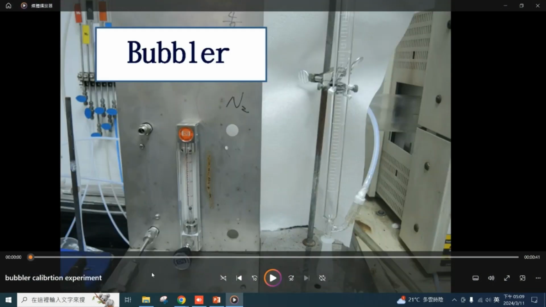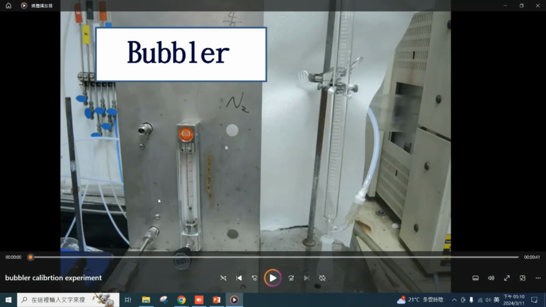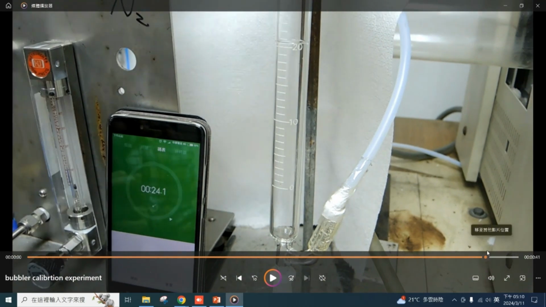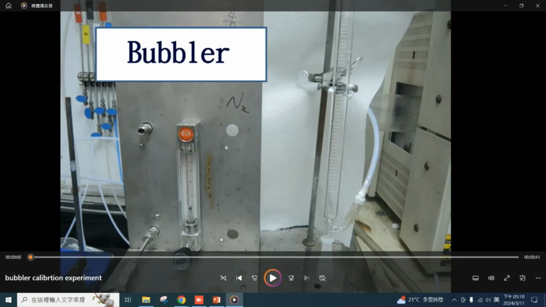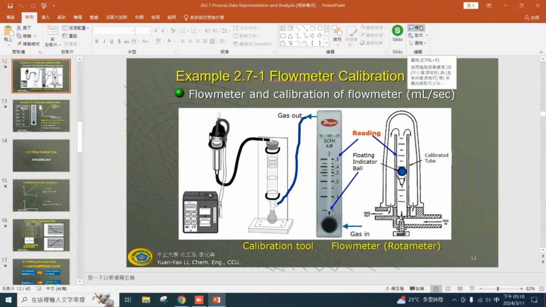For example, here you got 20, right? And the time is 20 seconds, and then 24 seconds. So you know the speed, you know the flow rate. So this is what we call calibration.